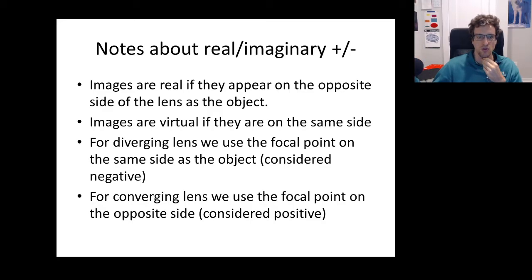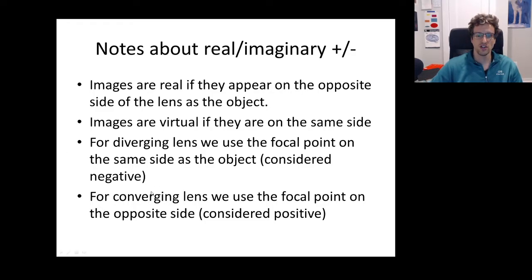Okay? So a real image is the kind of thing where you could project, like a slide projector. You've got slide, lens, and the image appears on the wall, and you can see it on the wall. A virtual image, the only way to see it is to look through the lens. So this is like a magnifying glass. You don't hold the magnifying glass and then see the image up there. You hold the magnifying glass and you look through it, and that gives you a virtual image.